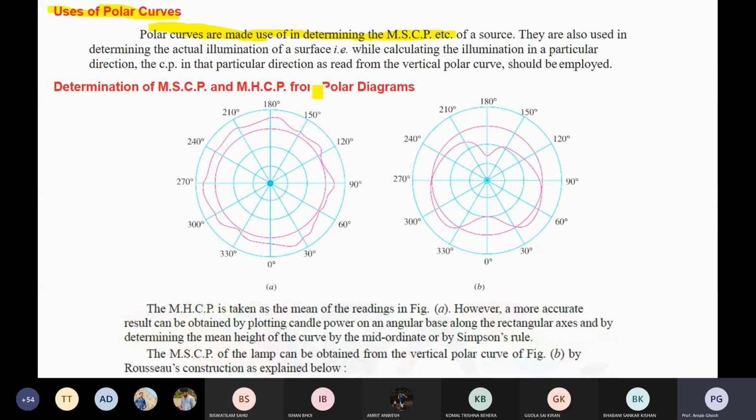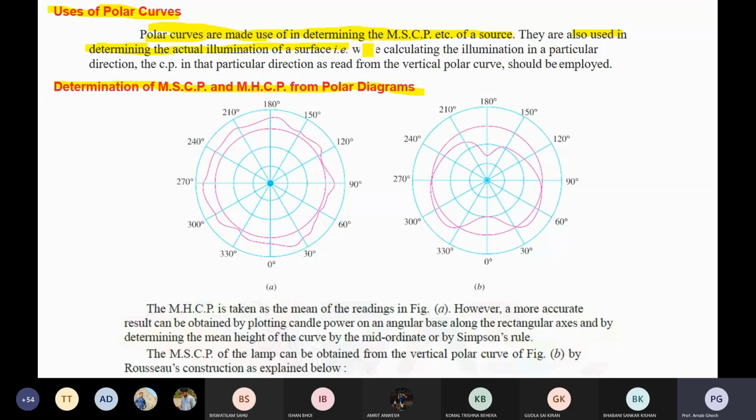Okay, so the polar curves are used to determine the MSCP for the source. They are also used in determining the actual illuminations of the surface. That means while calculating the illuminations in particular directions, the candle power in that particular direction, as read from the vertical polar curve, should be employed. So the vertical polar curve is there, and you have to calculate on it.